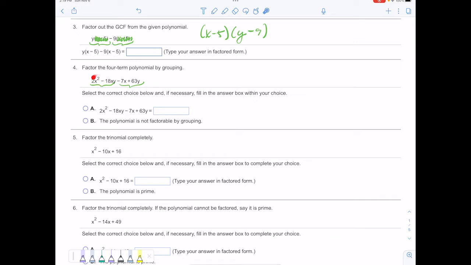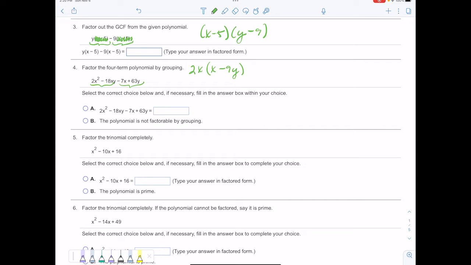So you have to choose between factoring out an x squared or an x to the first. Remember that the greatest common factor of the variables would be the common variable with the lowest exponent. So that would be x to the first. So my greatest common factor for those 2 terms would be 2x. And if I divide 2x squared by 2x, I get x. And then if I divide negative 18xy by 2x, I get negative 9y.